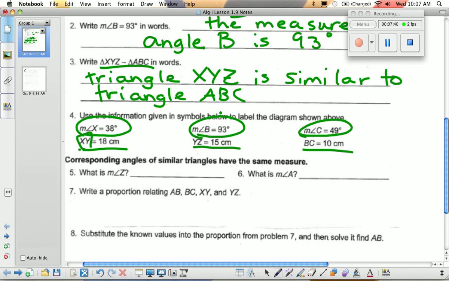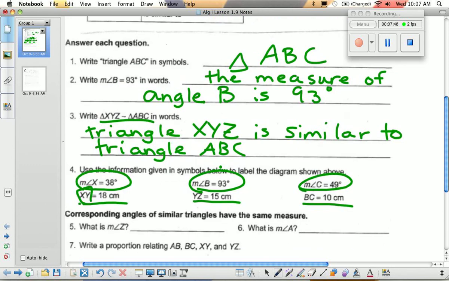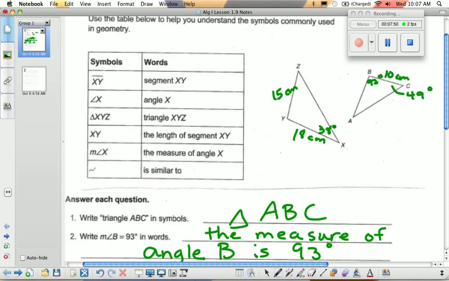Corresponding angles of similar triangles have the same measure. That's how they have the same shape, right? So what is the measure of angle Z then? The measure of angle Z is not one that we were given. So this is the one we're looking for right there. How do we know what that is? It said the corresponding angles will have the same measure.